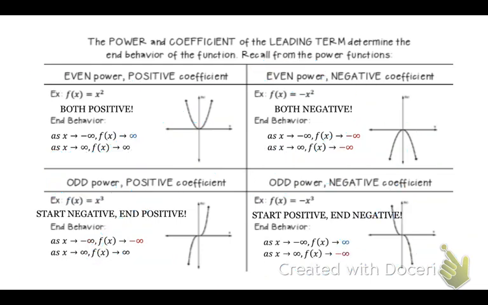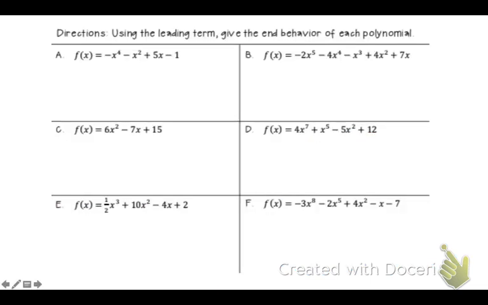Okay, so then knowing that, we can look at this. So keep that chart handy. This first one, that is negative and the power is even, which means these are both going to be negative. So as x goes to negative infinity, f of x will go to negative infinity. And as x goes to infinity, f of x also goes to negative infinity.